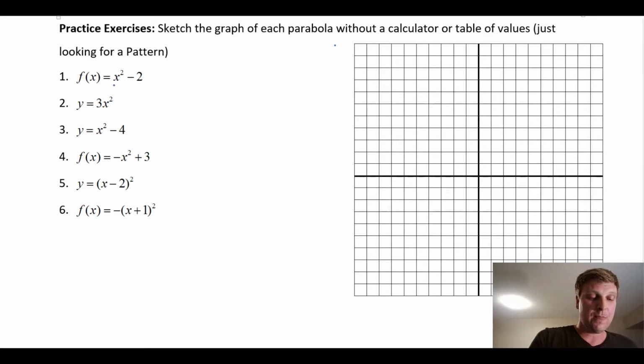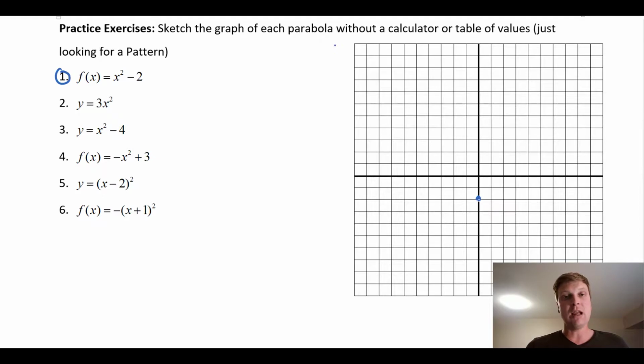So let's look at this first one. I'll do this one in blue. f of x equals x squared minus 2. Well, I know that it's going to look like a regular parabola in terms of how wide or narrow it is, but it's been shifted negative 2. And remember that value out here, that's the q value, that's going to shift it down 2. So my vertex is just going to happen down 2 spaces.